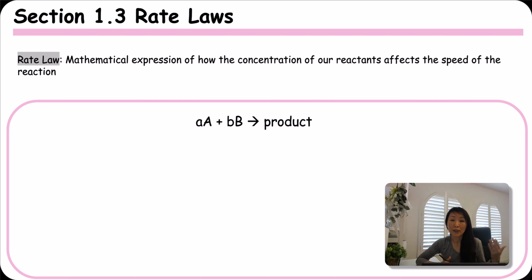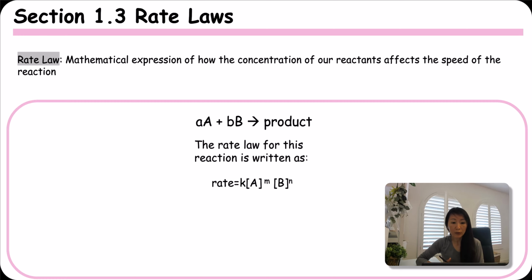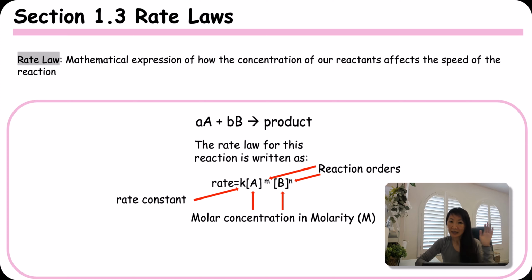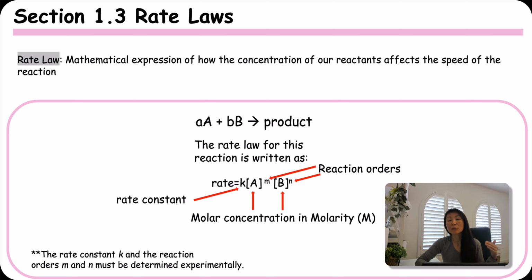If I were to write a mathematical expression of this rate law for this equation, it will look something like this. It will have a rate, it will have k, and A and B, and you see these exponents m and n. The A and B in brackets represent the concentration of the reactants. The m and n in the corner are not the coefficients in front of a balanced equation, but there's going to be a number there, and those are called reaction orders. Then you'll see that little k. That little k represents the rate constant. The little k, the m, and the n, the reaction orders, are determined experimentally, and only through experiments are you able to determine these for the rate law.